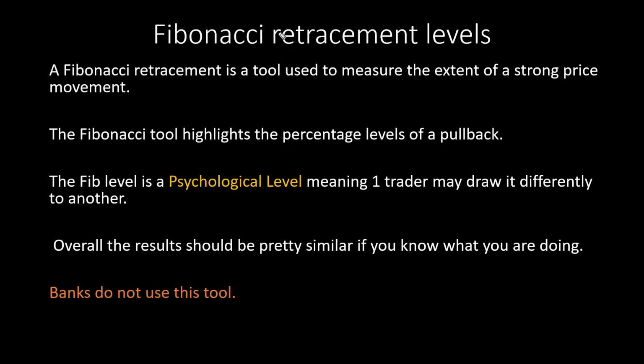Let's have a look at Fibonacci retracement levels. So a Fibonacci retracement is a tool used to measure the extent of a strong price movement. The Fibonacci tool highlights the percentage levels of a pullback. The Fib level is a psychological level, meaning one trader may draw it differently to another. Overall, the results should be pretty similar if you know what you are doing. Banks do not use this tool.